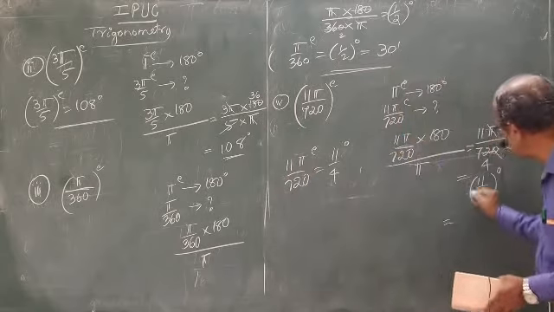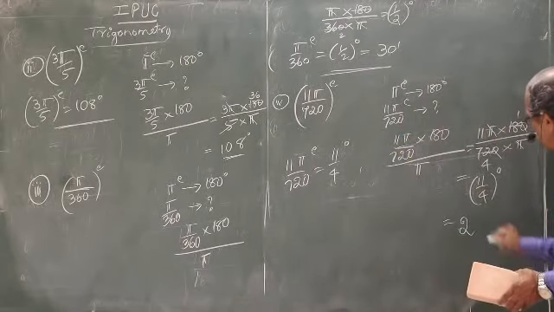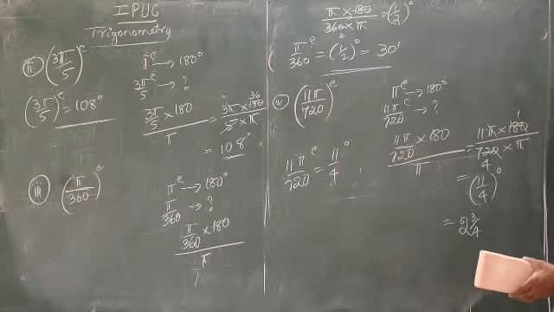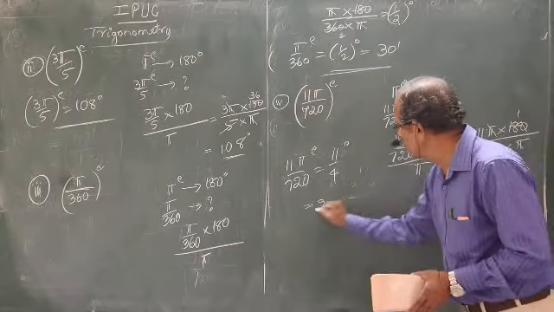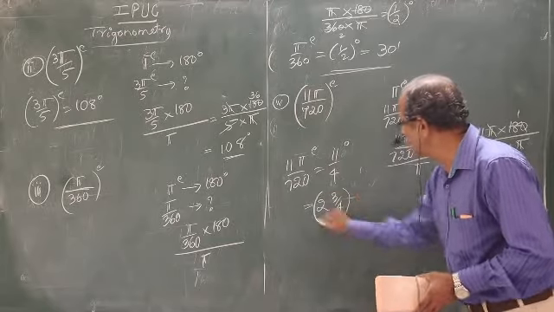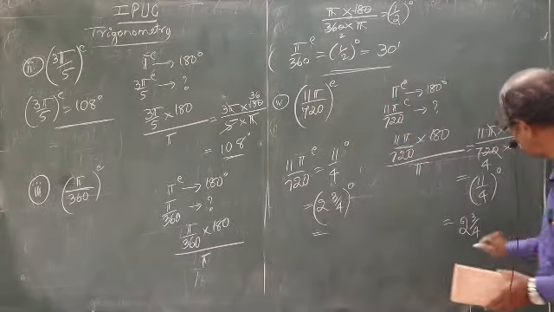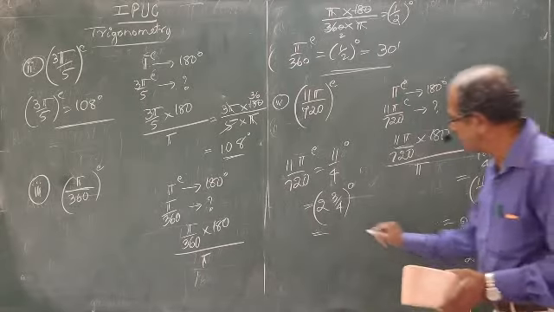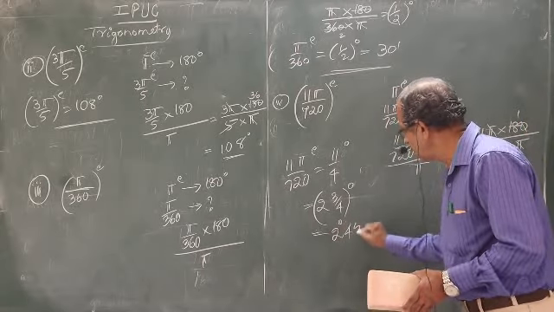But you are writing this one as 2 and 3 by 4. 2 and 3 by 4 degree. Or it is 2 degree 45 minutes. 2 degree 45 minutes.